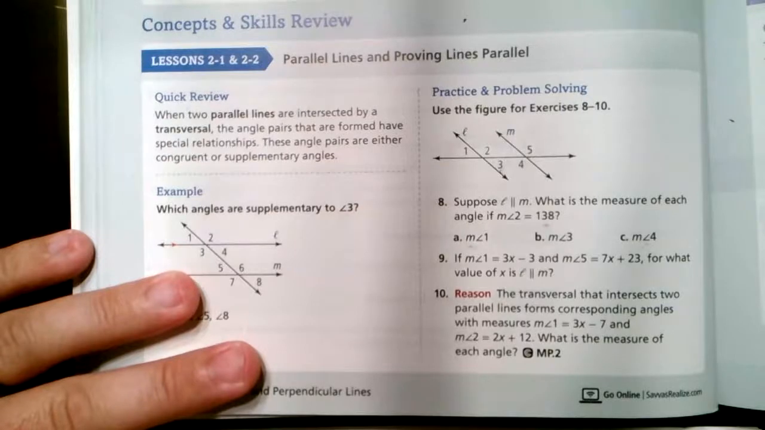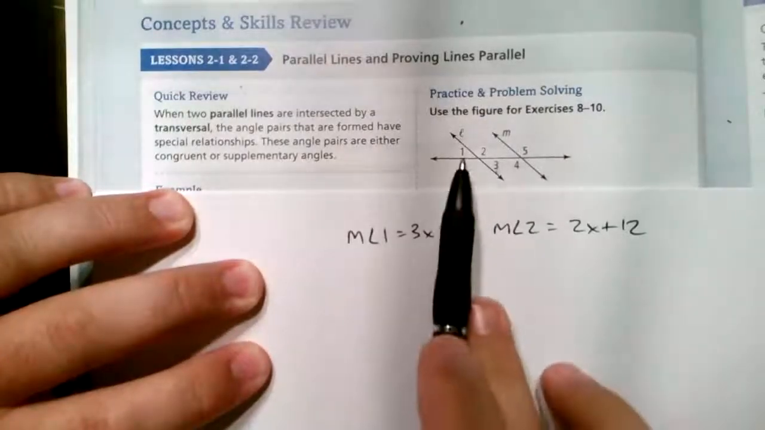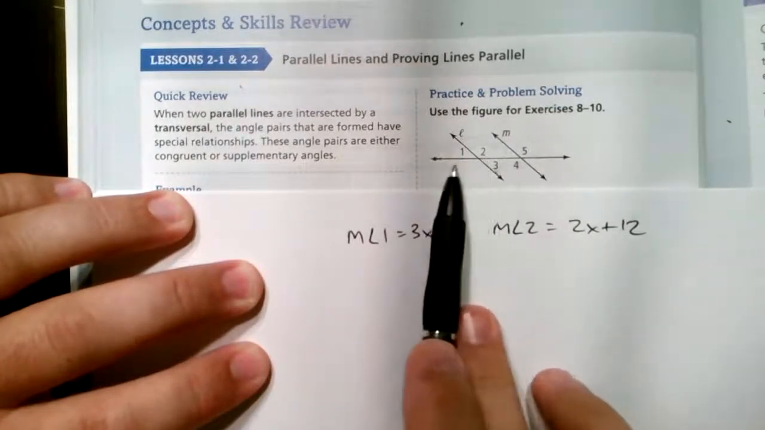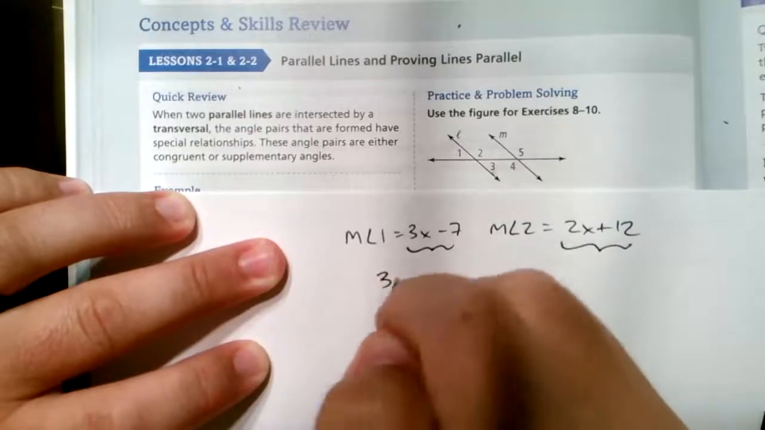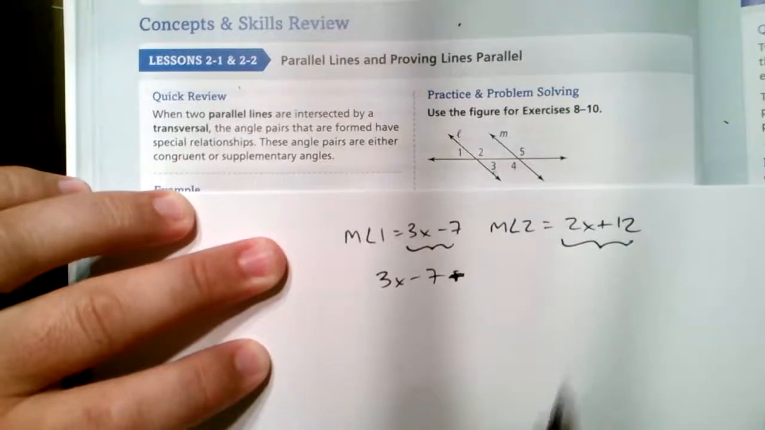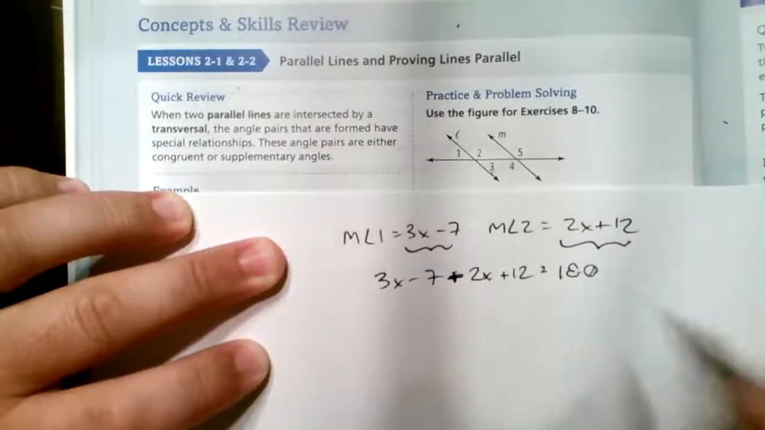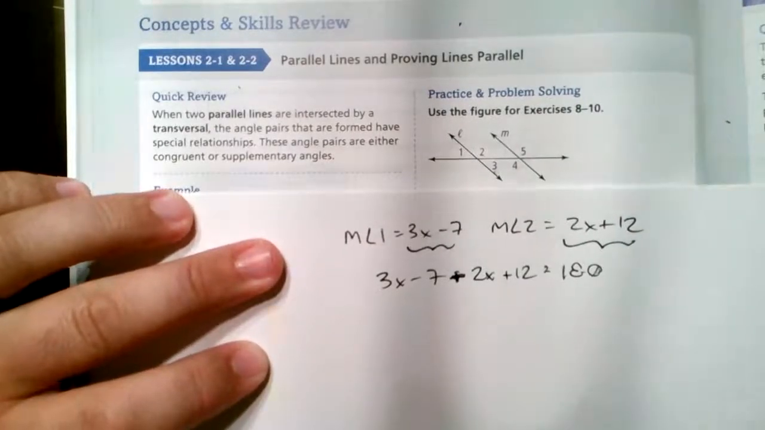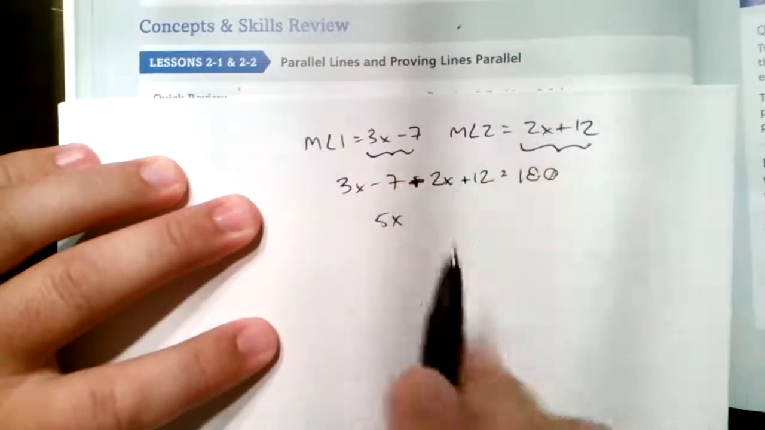If they want to show that these two angles are supplementary, I'll say that the measure of angle 1 equals 3x minus 7. The measure of angle 2 is 2x plus 12. And instead of corresponding angles, if they wanted to show that these were supplementary, that means they would have to add up to 180. So just like in number 9, I would take each angle and add them together, I didn't mean to put an equals there, and they should add up, if they're supplementary, to 180 degrees.